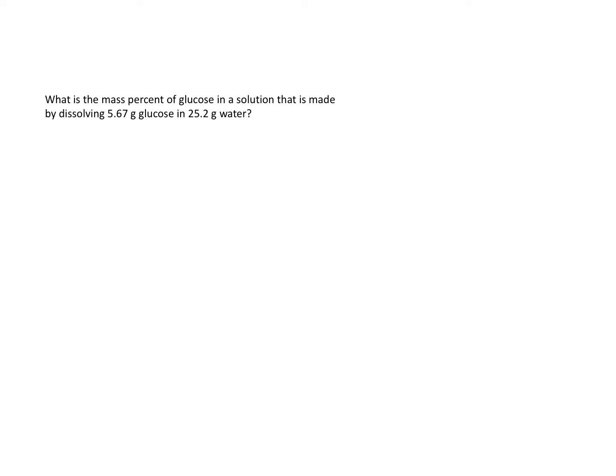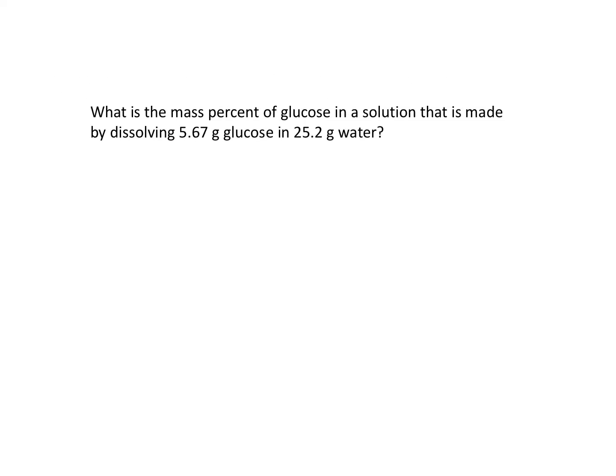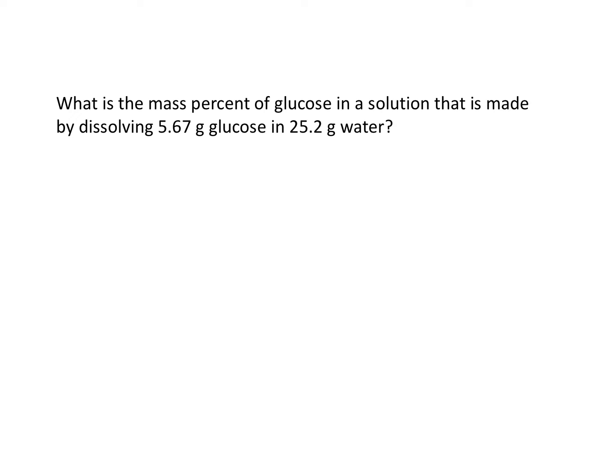Okay, so with that, let's work on some problems. I have a couple examples here from unit conversions with concentration. The first one is, what is the mass percent of glucose in a solution that is made by dissolving 5.6 grams of glucose in 25.2 grams of water? So again, we're looking for mass percent. That's what we want.